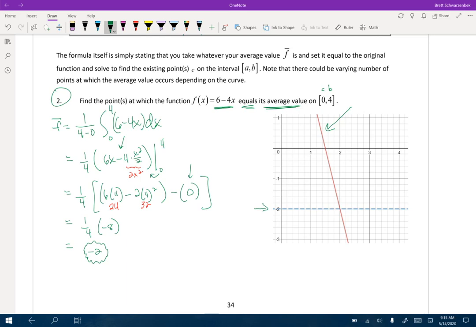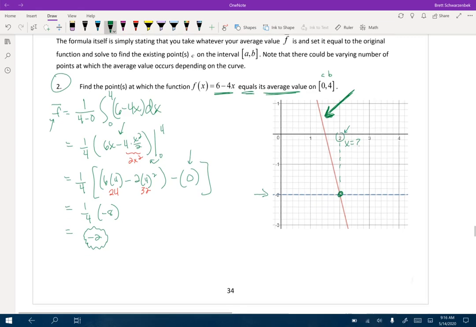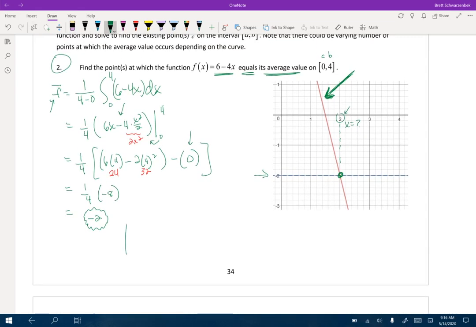Okay, it makes sense that it's y because f bar is an f. So f of x is always y. So what are we trying to find? We're trying to find where our original function meets its average value, at what value of x. Now, according to this, it appears that it's going to be at x is equal to 2. How do we find that for sure? Because we can't assume that.